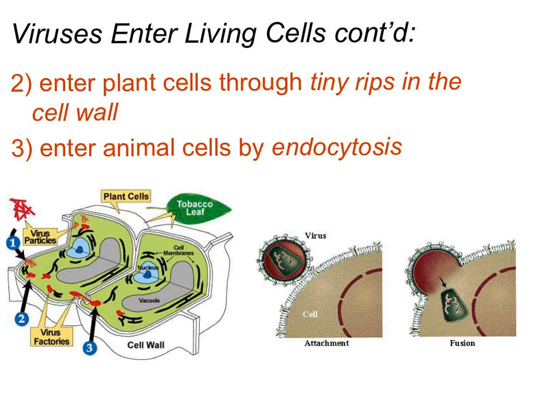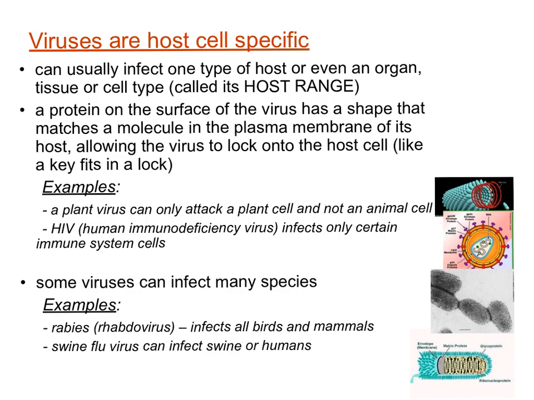And when it's animals, what can happen is the virus can enter the cells through endocytosis, which is where the cell engulfs the virus. Viruses are host specific, which means you will get one virus per a given host. And usually within that host, it's also a tissue type or a cell type. So for example, HIV attacks specific cells within the immune system.